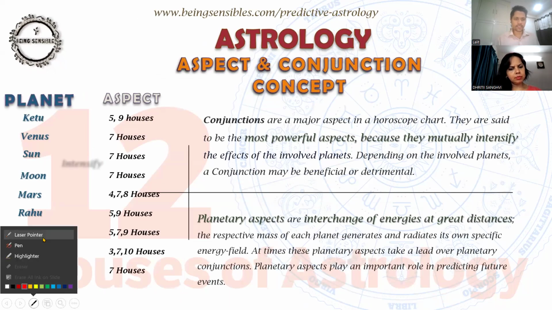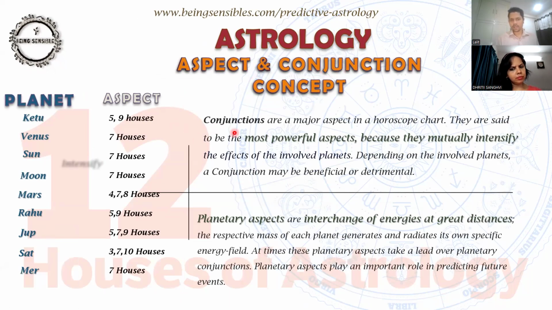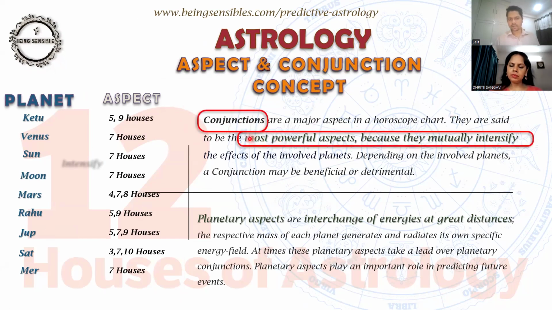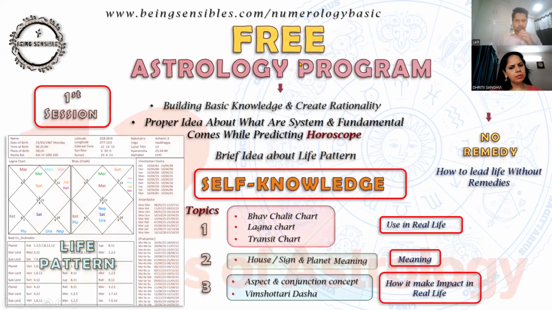Okay. Conjunction means togetherness. Simply put, in astrological terms, if two planets are together in one house, it means they mutually intensify. So if Venus and Sun, or any planet, just for example, are placed together in any house and they both are good, then the intensity of the good result becomes double. Okay. So I'm going to take an example of conjunction in a better way.